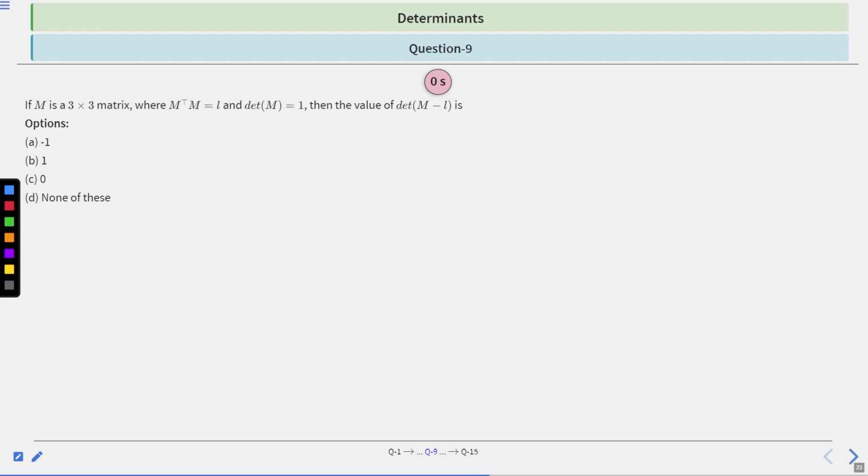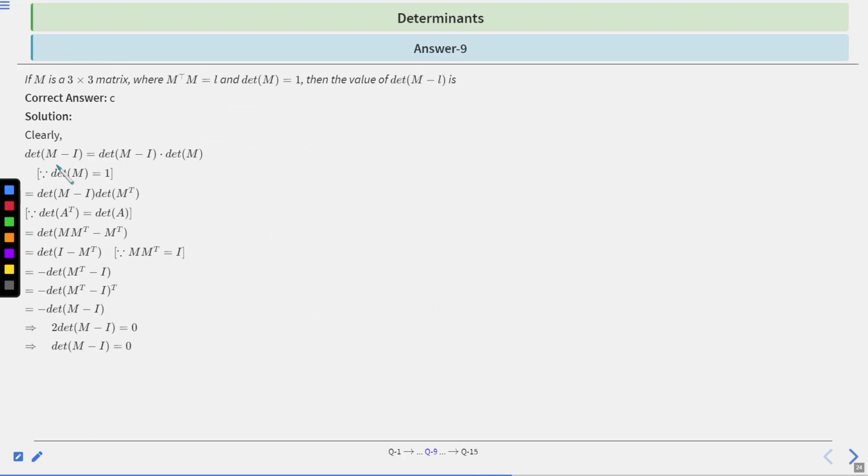Okay, let's move to the solution part. The determinant value of M minus I is the determinant value of M minus I into the determinant value of M, because the determinant value of M is basically 1. So we have multiplied this. So the determinant value of M minus I can be written as the determinant value of M minus I into the determinant value of M transpose, right? Because the determinant value of A transpose is equal to the determinant value of A, we know that.